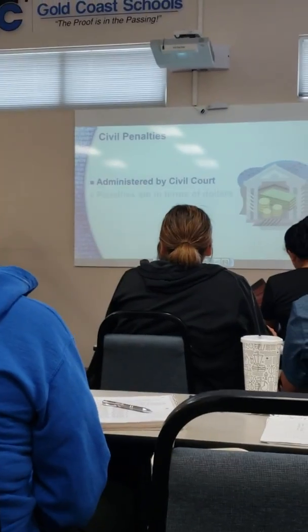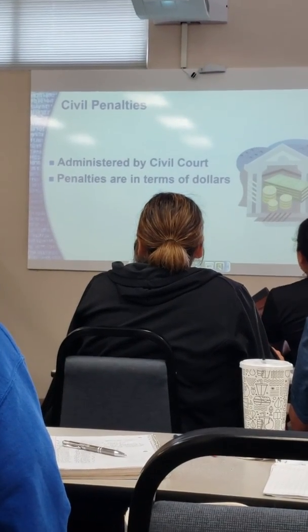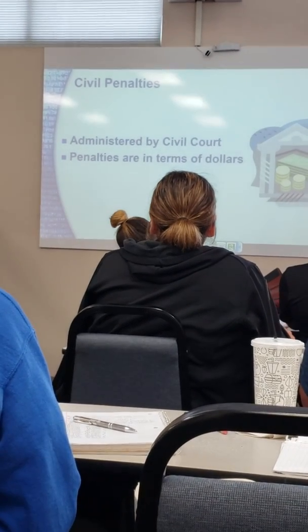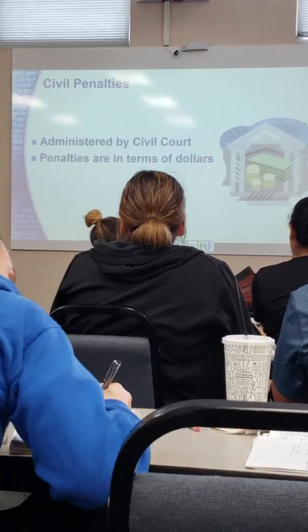Good. Civil penalties is where the public sues the licensee in civil court, and the court awards judgment against the licensee. And judgment is in terms of dollars, and dollars are known as damages, either actual or punitive damages. These are what we call civil penalties, where the licensee got sued in civil court, and the court awarded damages against the licensee.